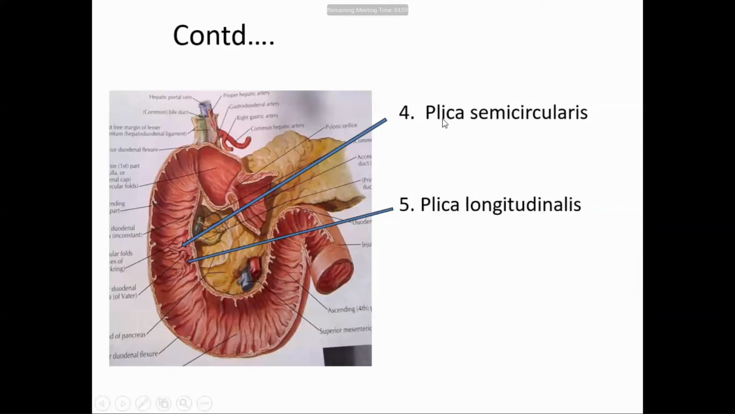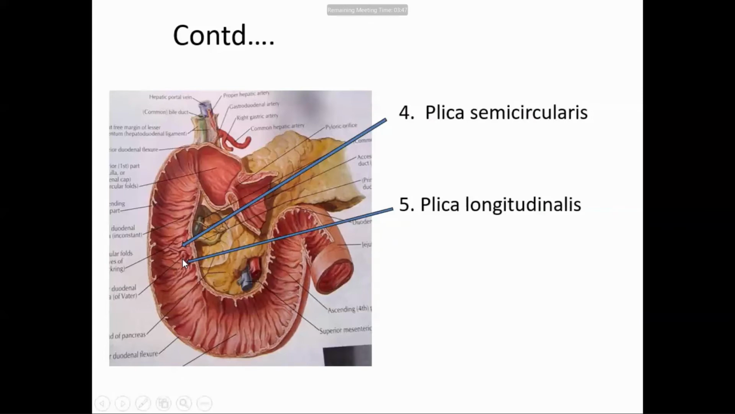The other is the plica longitudinalis, which extends from the major duodenal papilla caudally. The longitudinal mucosal fold which extends downwards from the major duodenal papilla is the plica longitudinalis.